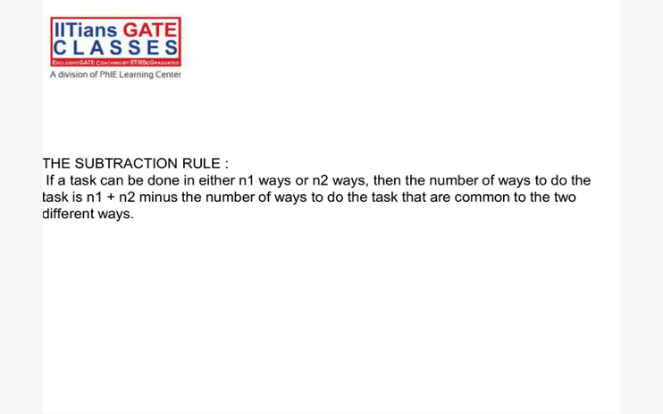Now finally, we have the subtraction rule, which we have already seen in our previous example. The subtraction rule says that desired cases is equal to total cases minus undesired cases. Let me read it out. It says that if a task can be done in either n1 ways or n2 ways, then the number of ways to do the task is n1 plus n2 minus the number of ways that are common.